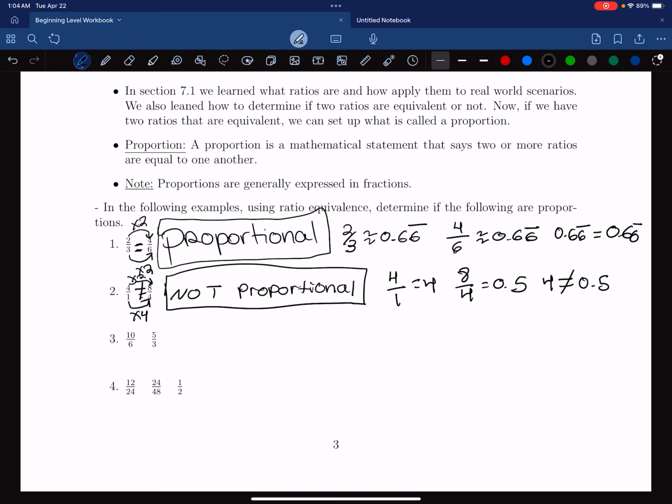But anyways, now that we have an idea, I encourage you to pause the video and work through examples 3 and 4 on your own and see if you can determine if they are proportional or not proportional. Now let's work through it. To get from 10 to 5, I would divide by 2. And to get from 6 to 3, I would also divide by 2. Because we're dividing by the same value for both the numerator and denominator, we aren't changing the value of the fraction. We're simply reducing the fraction, actually. And when we reduce the fraction, we still get the same value. So therefore, these two fractions are proportional.